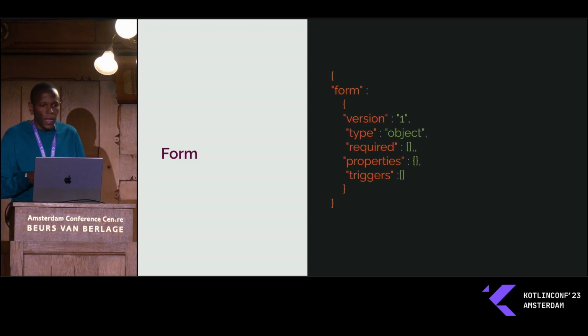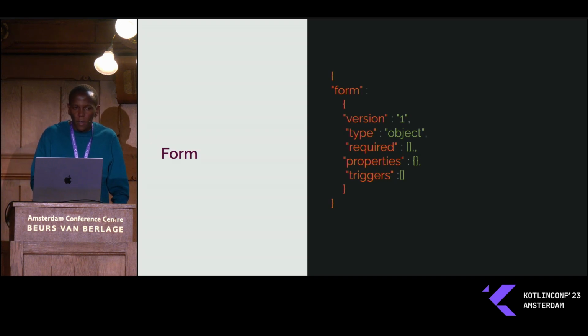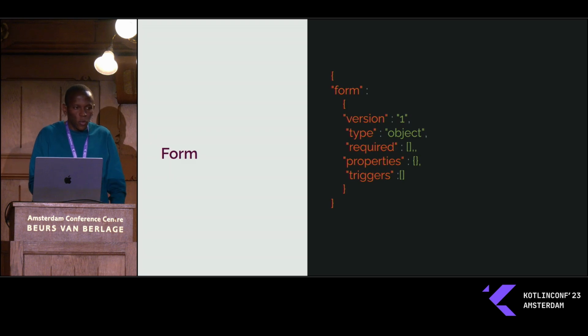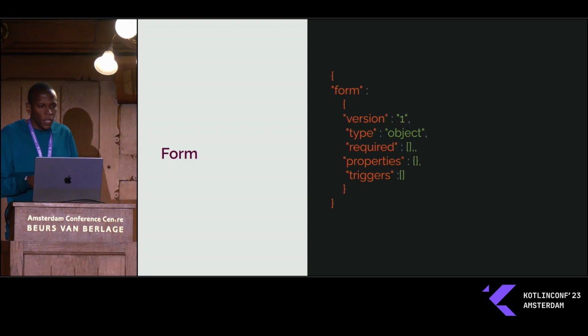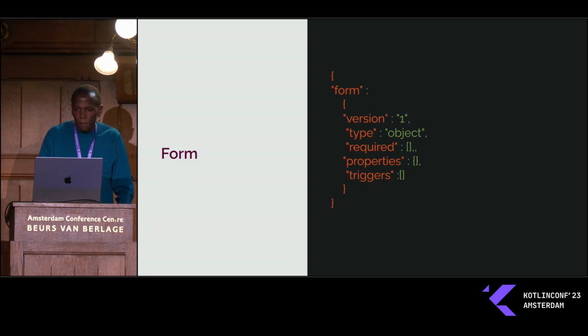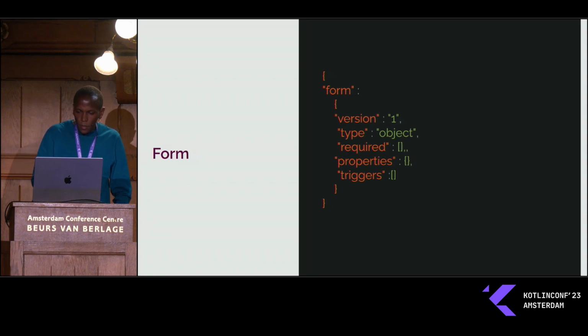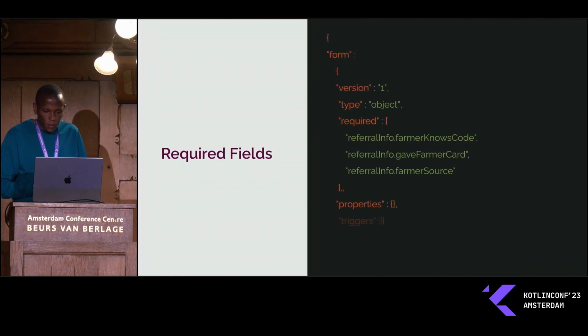increment the version. And previous apps, for example, if you have on your local database a version 1, you are still able to use version 1. And we also have another version 2 which doesn't break anything. We have a type. This is the field that we use to determine the type of UI to build, or the type of input field to build. We have the required field as well, properties and triggers as well. Let me first go to the required fields.